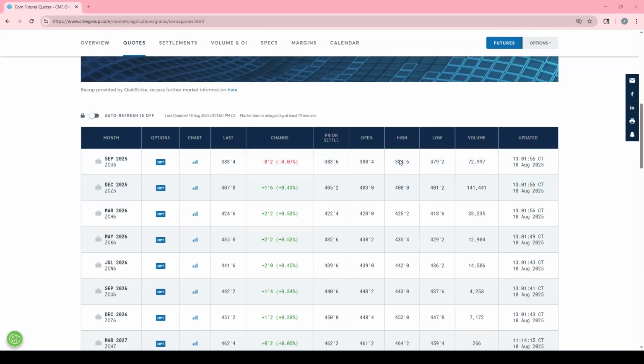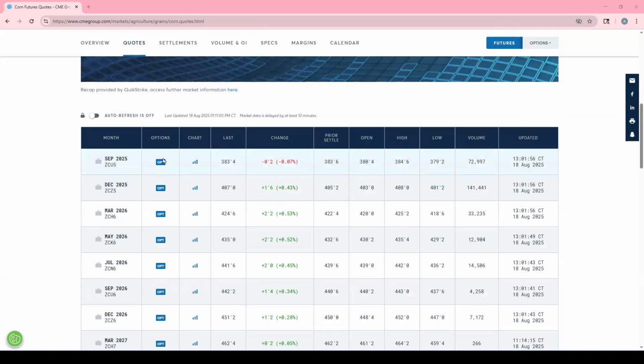Open is the price that the contract opened at. High and low give an indication of the range, and then volume indicates how many contracts were traded for the session. It's also important to note that most of these price quotes are on at least a 10-minute delay. So looking at when the most recent price quote was updated is very important.